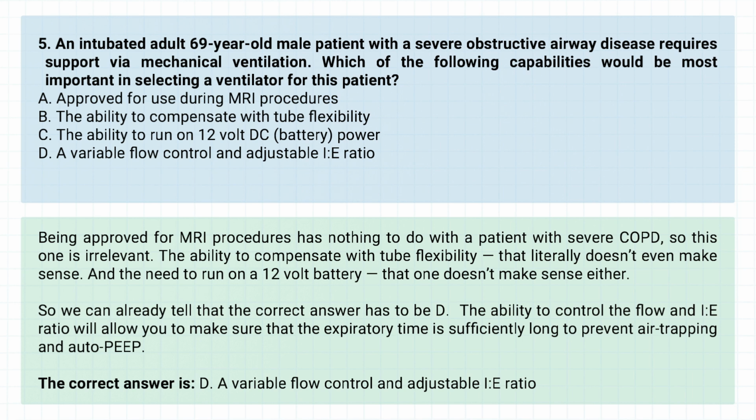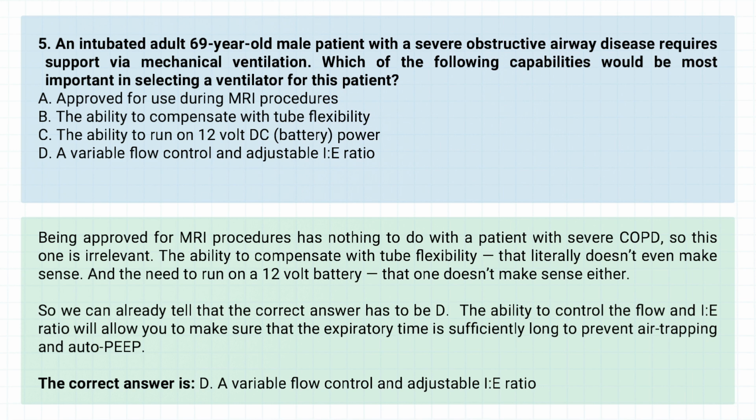Let's break this one down. Being approved for MRI procedures has nothing to do with a patient with severe COPD, so this one is irrelevant. The ability to compensate with tube flexibility, that literally doesn't even make sense. And the need to run on a 12-volt battery, that one doesn't make sense either.